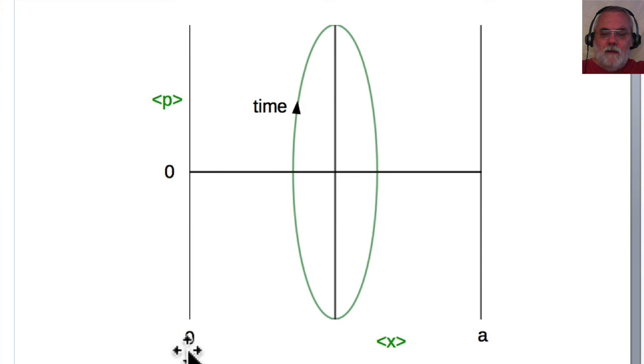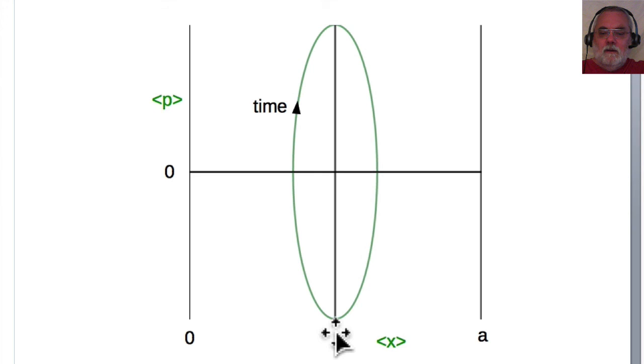So horizontally we have the box 0 to L, 0 to A. Vertically, I'm showing expectation value of momentum, which will be a function of time. Zero here is zero momentum, this horizontal black line. This vertical black line is the middle of the box. The green curve is plotting the expectation value of position against the expectation value of momentum at different times, actually at all times.